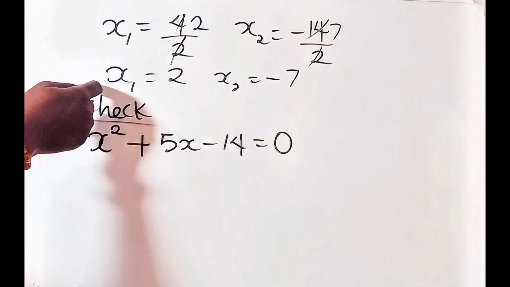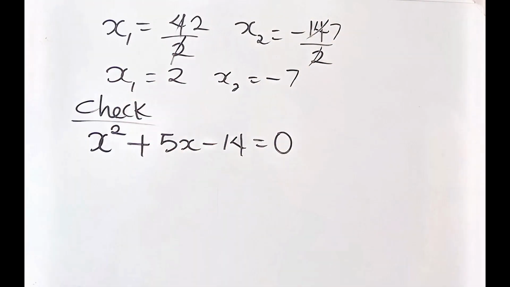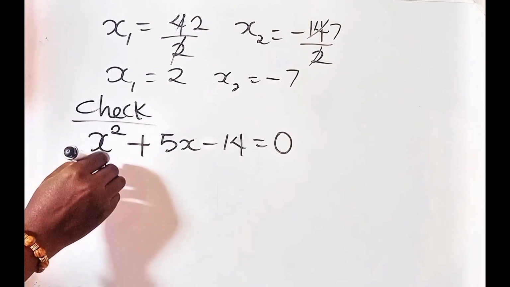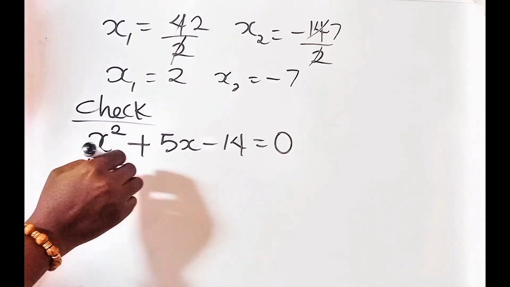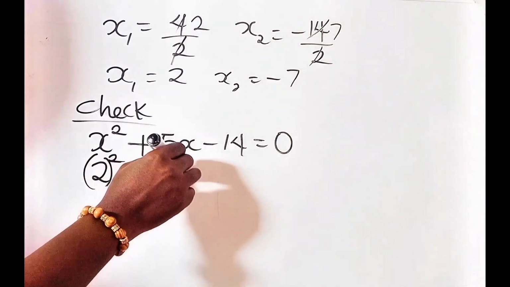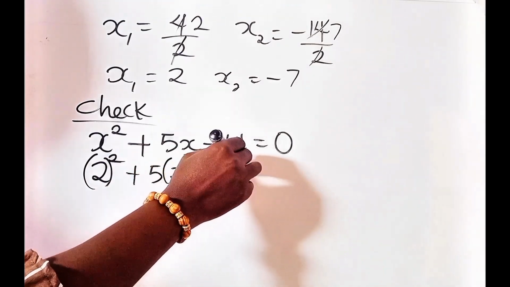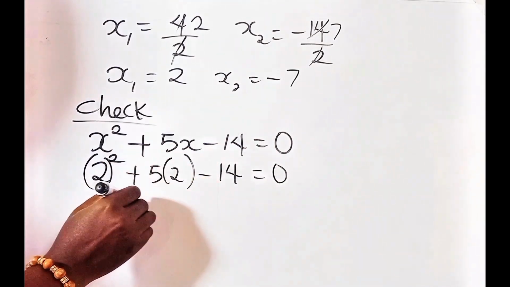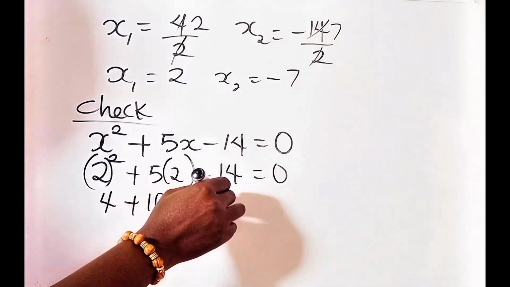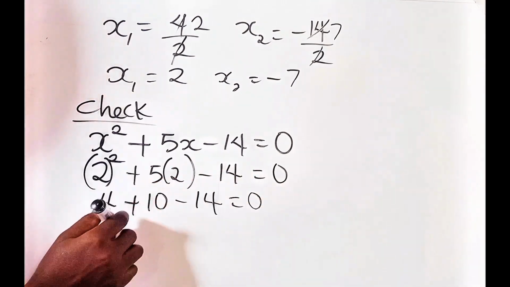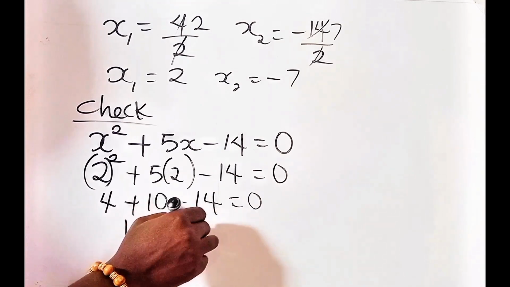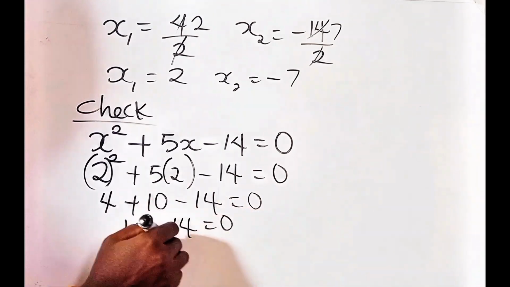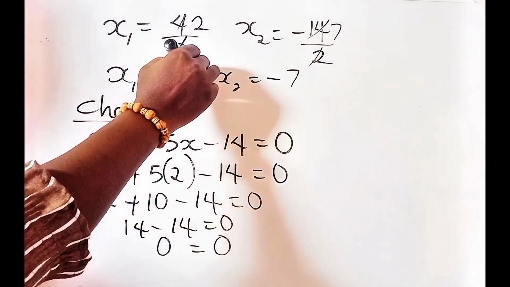Let's check with the values of x in this original equation to see if our solutions are correct. When x equals 2, this becomes 2 squared plus 5 times 2 minus 14 equals 0. 2 squared is 4, then 5 times 2 is 10, then we have minus 14 equals 0. This gives 14 minus 14 equals 0, which is 0. That means this is correct.